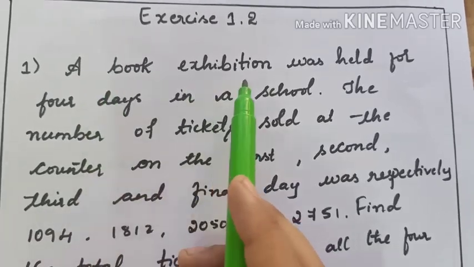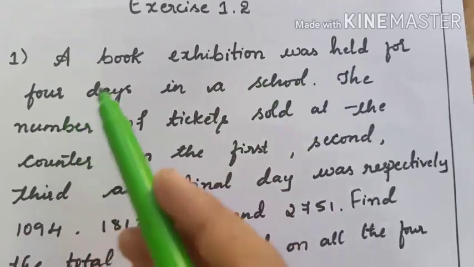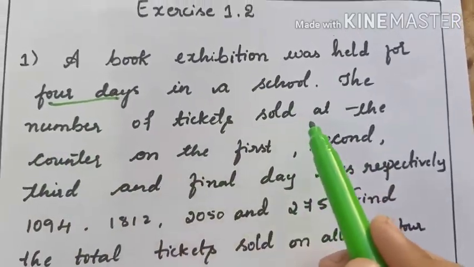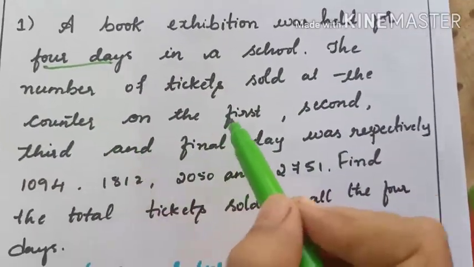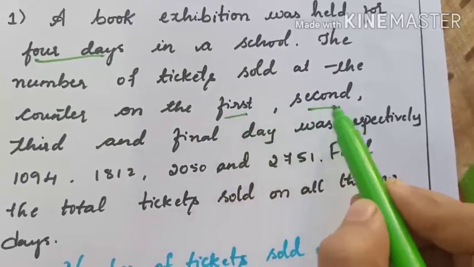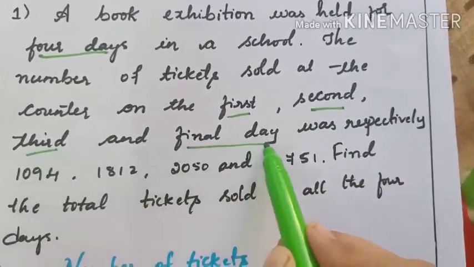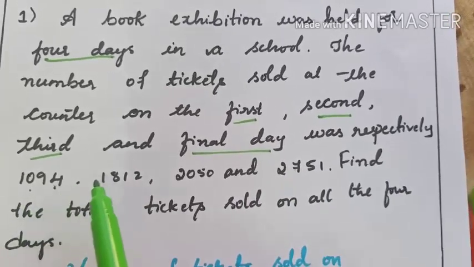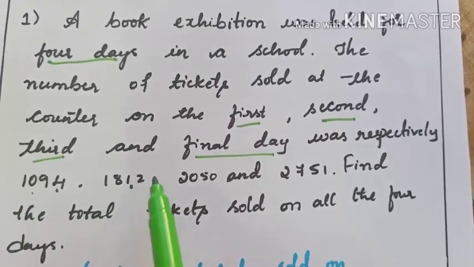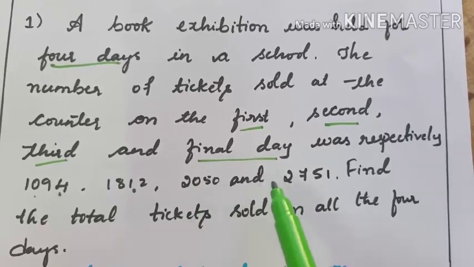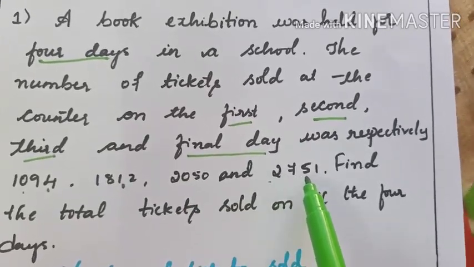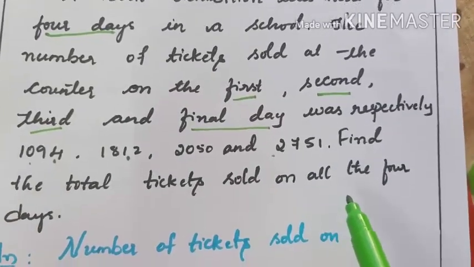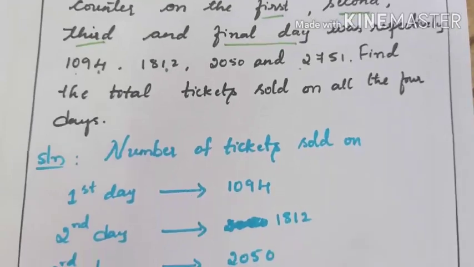A book exhibition was held for 4 days in a school. The number of tickets sold at the counter on the first, second, third and final day was respectively 1094, 1812, 2050 and 2751. Find the total tickets sold on all the 4 days. So write down the solution.